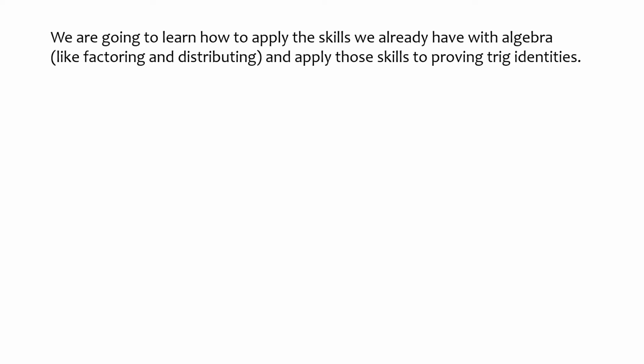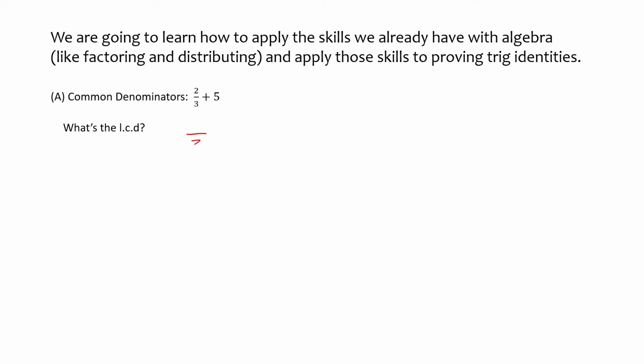We are going to learn how to apply some of the skills we already have with algebra, like factoring and distributing, and apply those skills to proving trig identities. So the great thing about math is once you know a skill like factoring, you can use it all over the place. First thing we're going to talk about are common denominators. So think back to elementary school. If you had 2/3 plus 5 and you wanted to add them with a common denominator, you'd have to first find the lowest common denominator. In this case, it would be a 3.